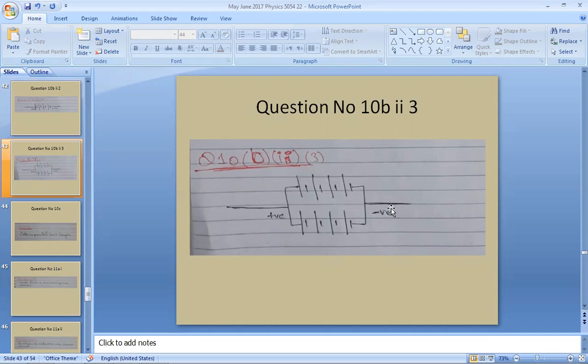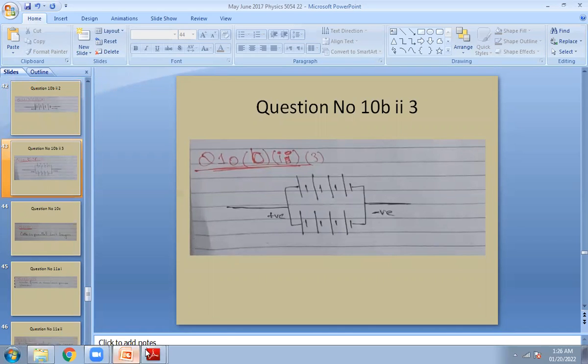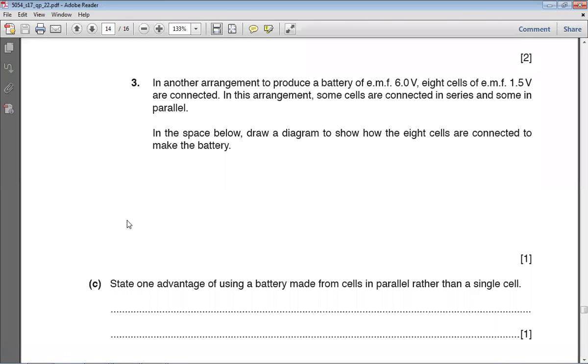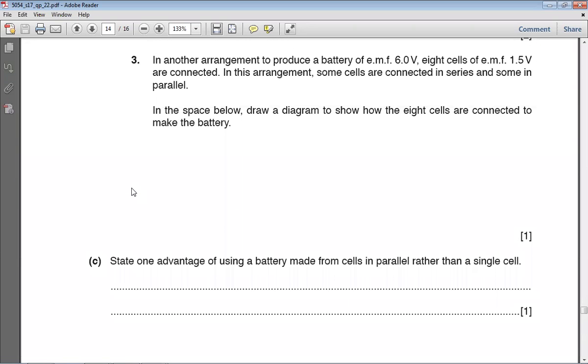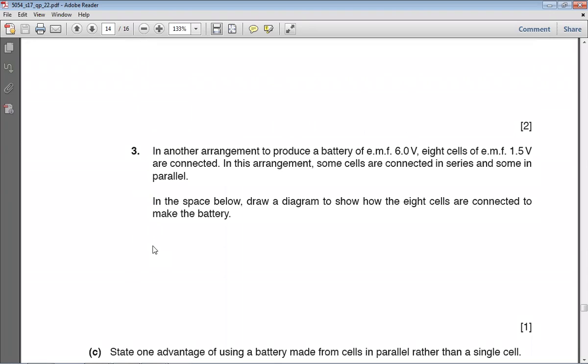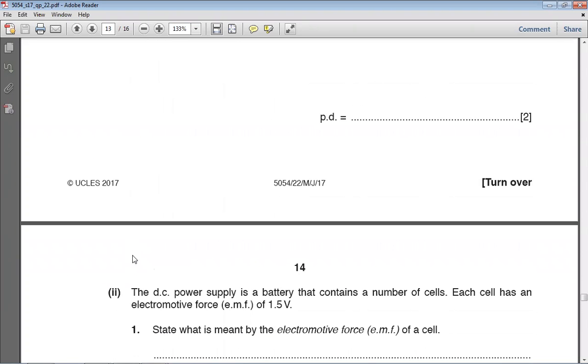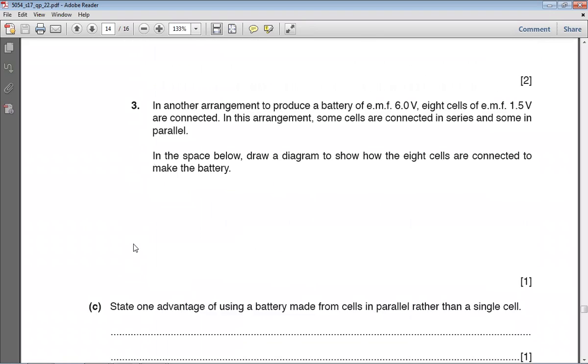So their voltages do not add up. So here you will get the voltage of 6, but you are using 8 cells now. The positive terminal will be this one where this length is shown longer. Where this length is shown shorter, that is the negative. So this is the positive terminal, and this is the negative terminal. So that is question number 10B, second part.